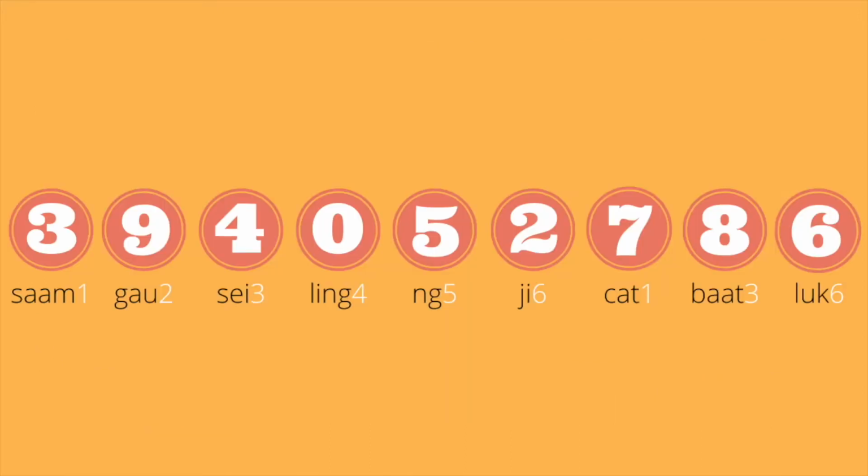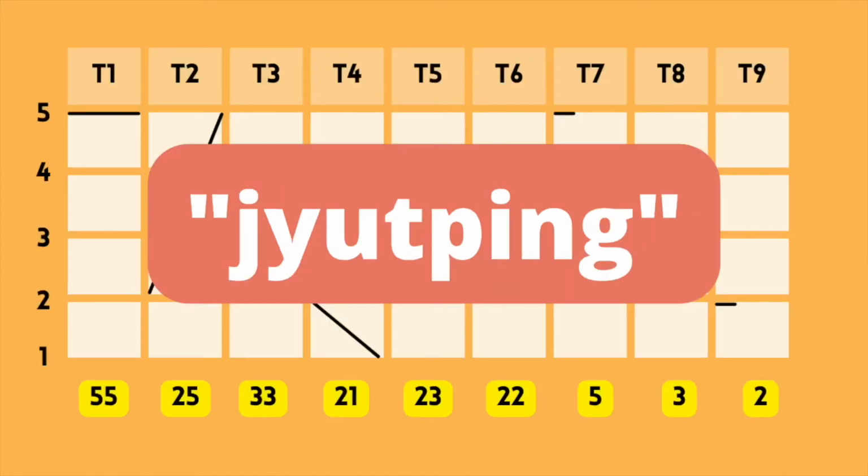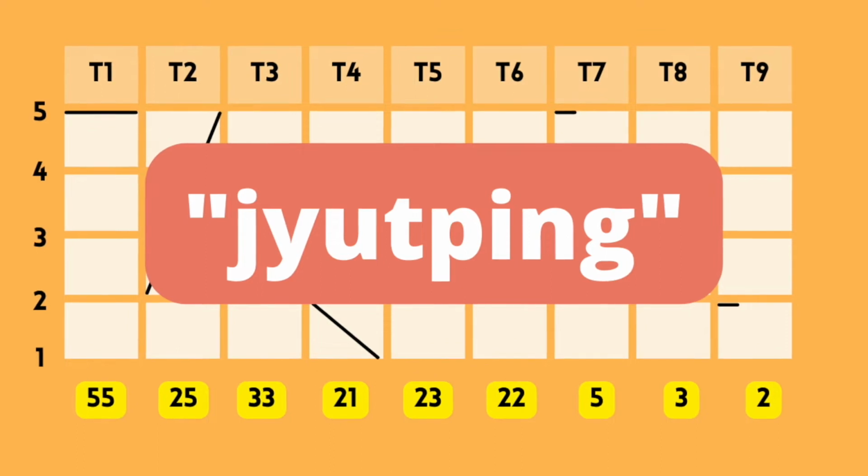To help you to remember those tones, I'm using the numbers from 0 to 9 in Cantonese to read out those tones. The 9 tones sound like this: 3, 9, 4, 0, 5, 2, 7, 8, 6. Can you hear the differences between each tone?